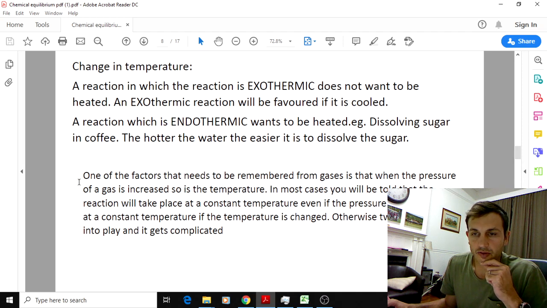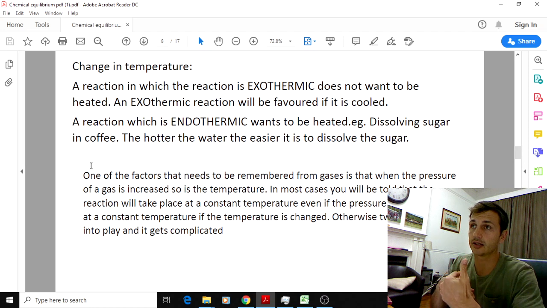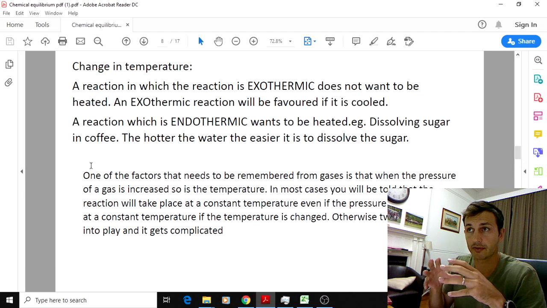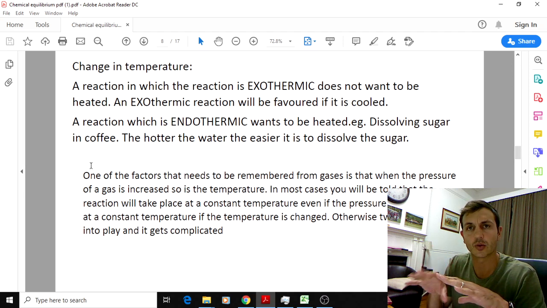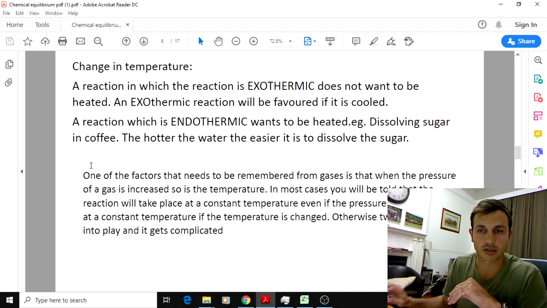Then let's have a look here. One of the factors that needs to be remembered from gas is that when the pressure of a gas is increased, so is the temperature. So the other factor that affects equilibrium is pressure. An increase in pressure naturally increases temperature. But for our purposes, we're going to have temperature remain constant. We don't want two factors changing at the same time. That makes things a little bit complicated. So for now, don't worry about two factors changing at once. We will only deal with temperature changing or pressure changing. So even if pressure is increasing, we will accept that temperature is constant.